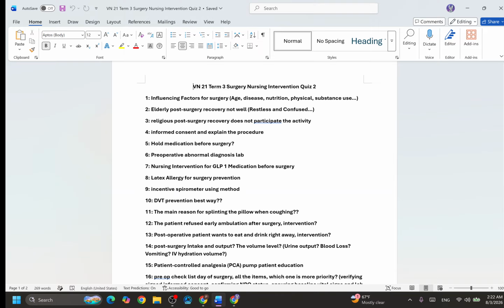Oh, excuse me. Okay, number five. Holding the medication before the surgery. There are some medications we need to hold before the surgery.